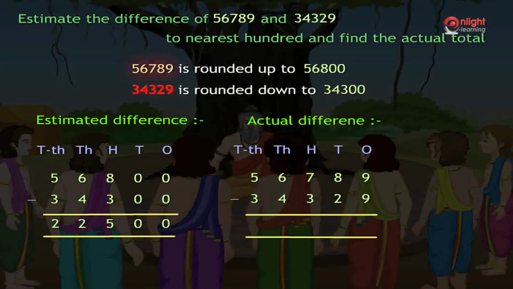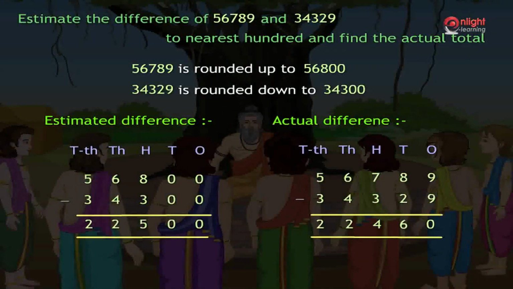To find the actual difference, we subtract 34,329 from 56,789. Subtracting 9 ones from 9 ones, we get 0 ones. Subtracting 2 tens from 8 tens, we get 6 tens. Subtracting 3 hundreds from 7 hundreds, we get 4 hundreds. Subtracting 4 thousands from 6 thousands, we get 2 thousands. And subtracting 3 10,000s from 5 10,000s, we get 2 10,000s.